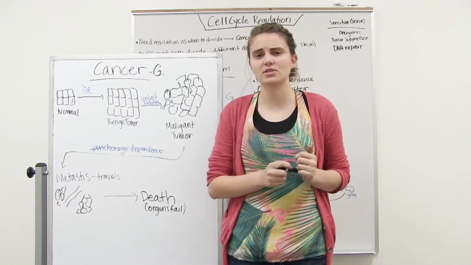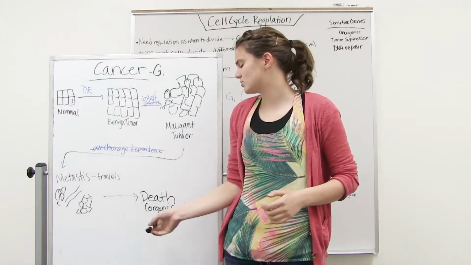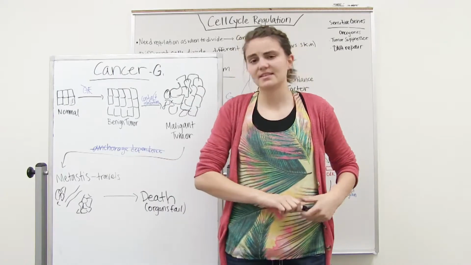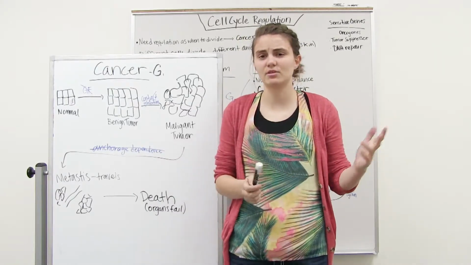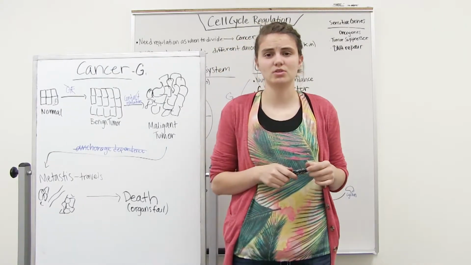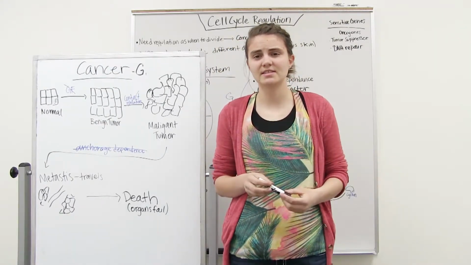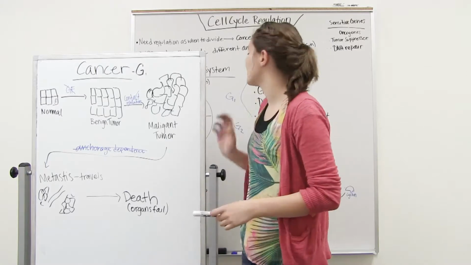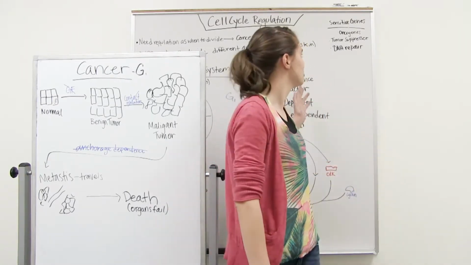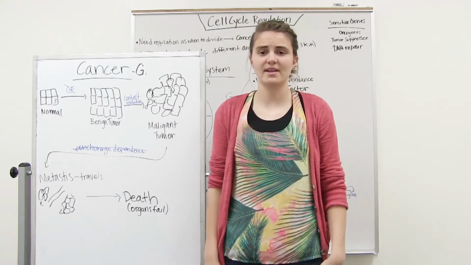So that's how cancer goes from a normal cell to a benign tumor, to a malignant tumor, to metastasis. And that's really sad, but it all comes back to dividing when we're not supposed to. So I hope that helped you understand how cell cycle regulation results in cancer and the steps that go there, and the genes that are specifically sensitive to that.